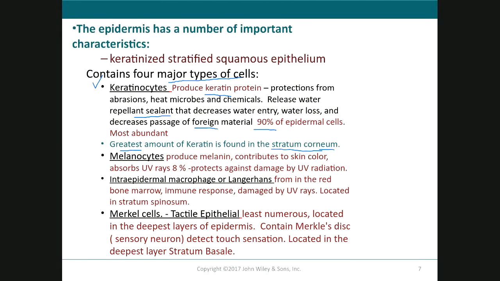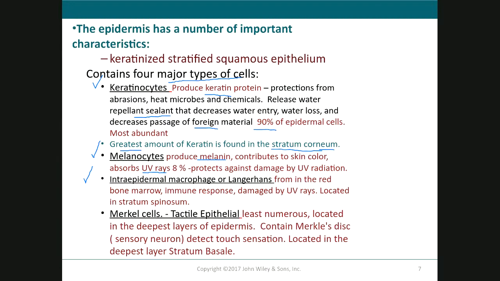The second type of cell is called the melanocyte. So melanocytes produce melanin. The natural melanin in our bodies contributes to the different skin colors that exist. But when we're exposed to UV radiation or sunlight, these melanocytes produce more melanin, which gives us that tan color we get when we're out in the sun. But if we're out in the sun without sunscreen, what gets damaged are these intraepidermal macrophages, or Langerhans cells.